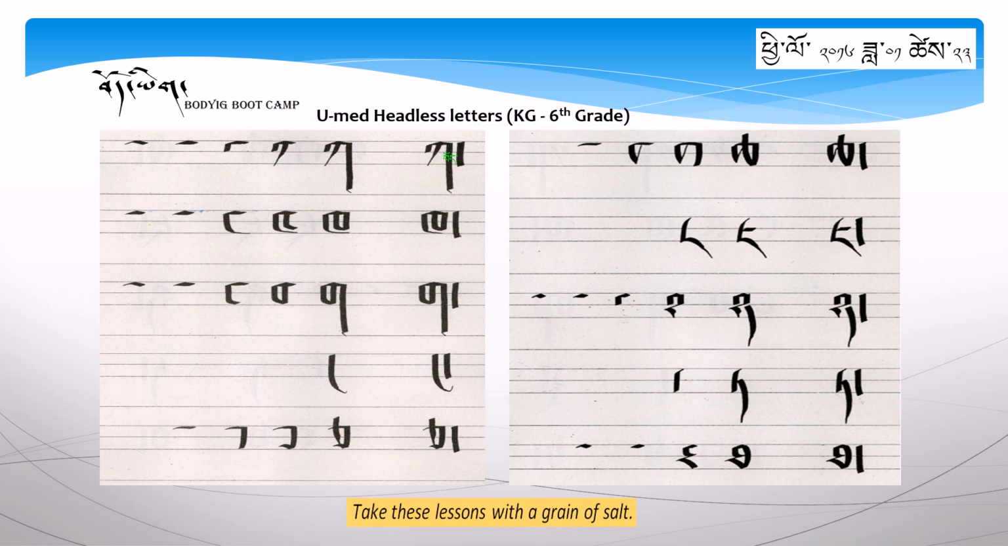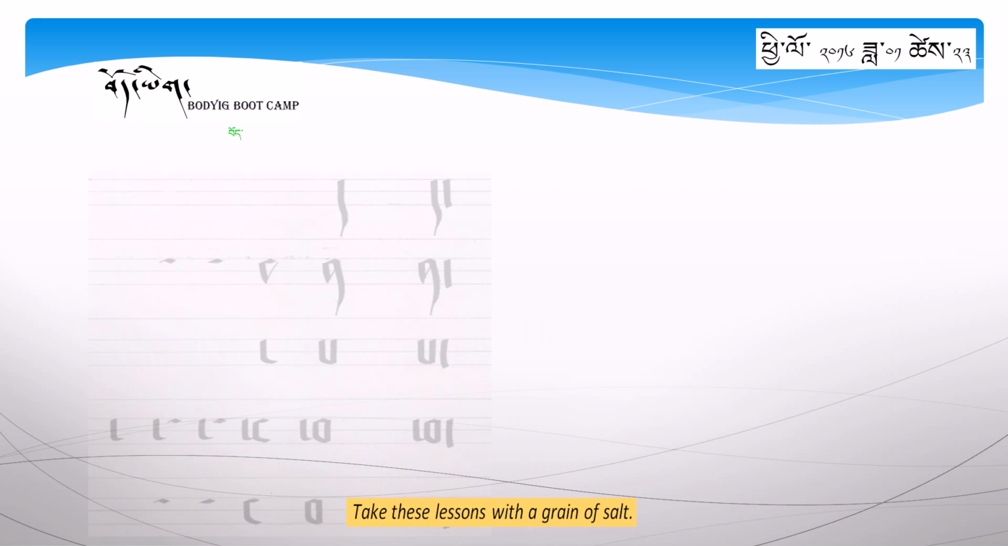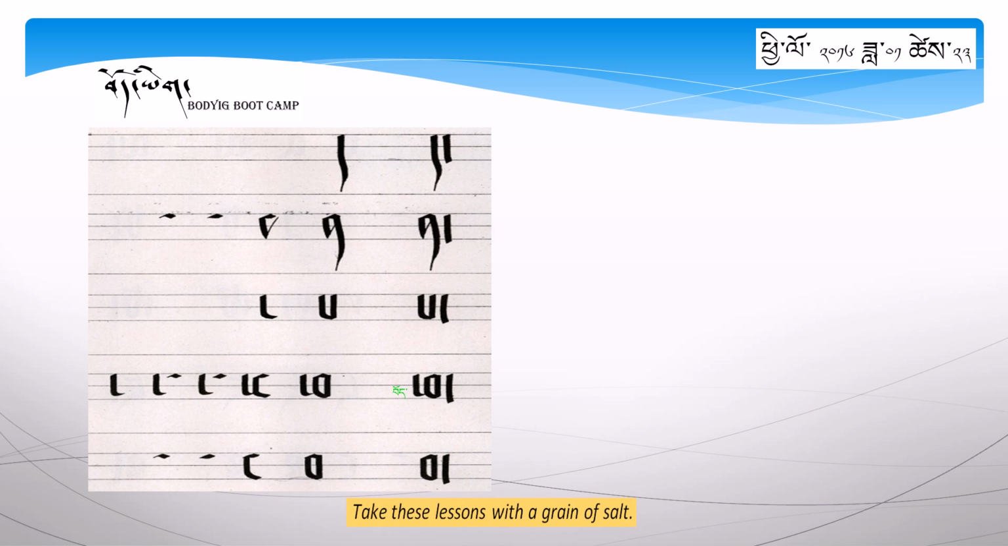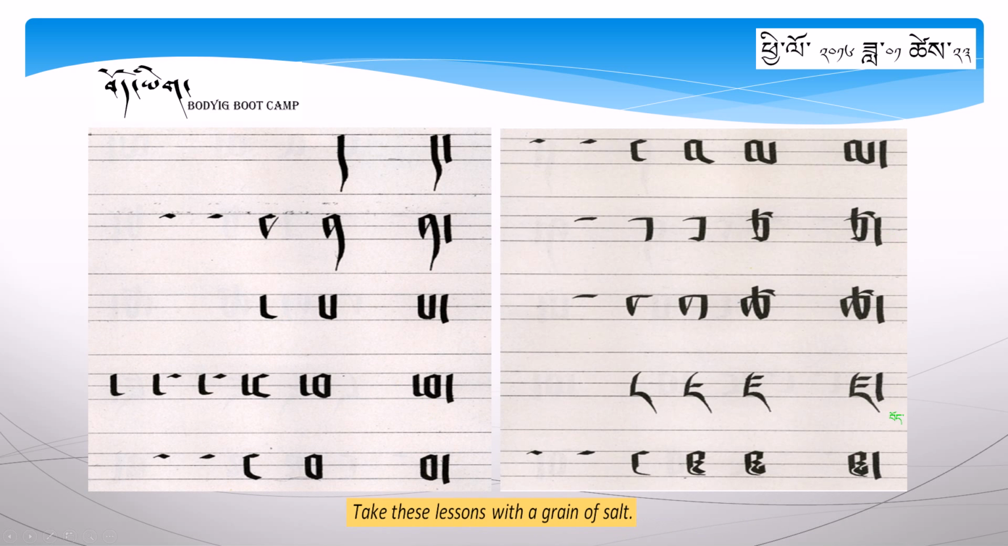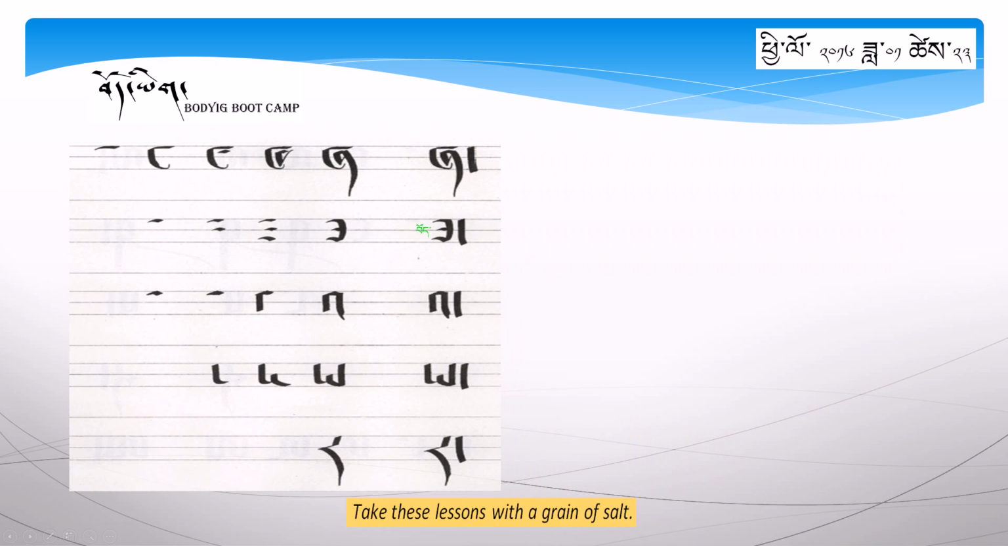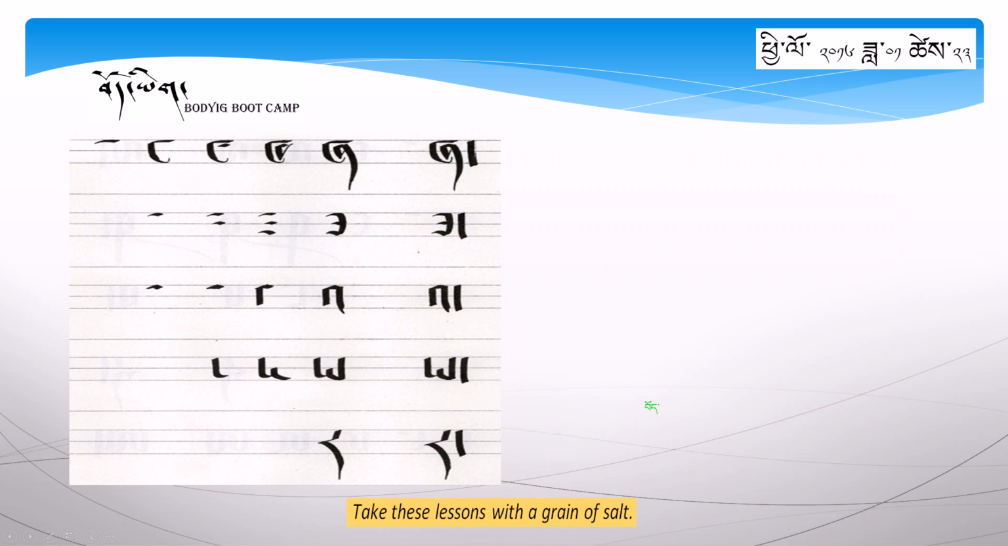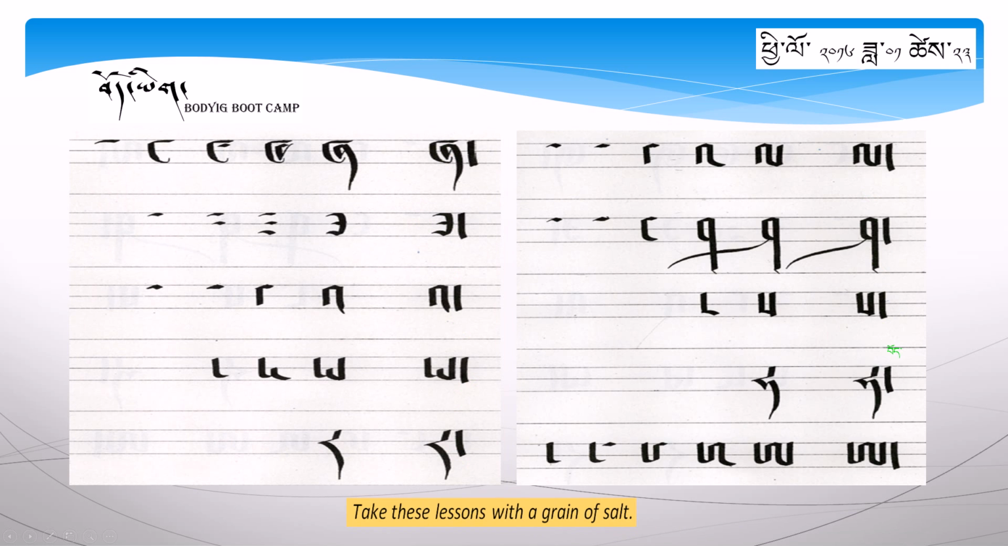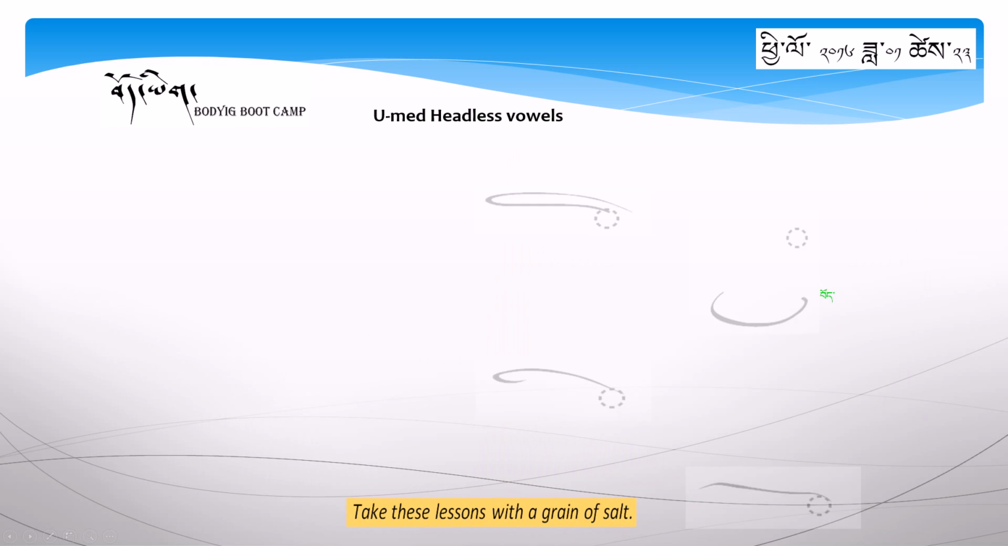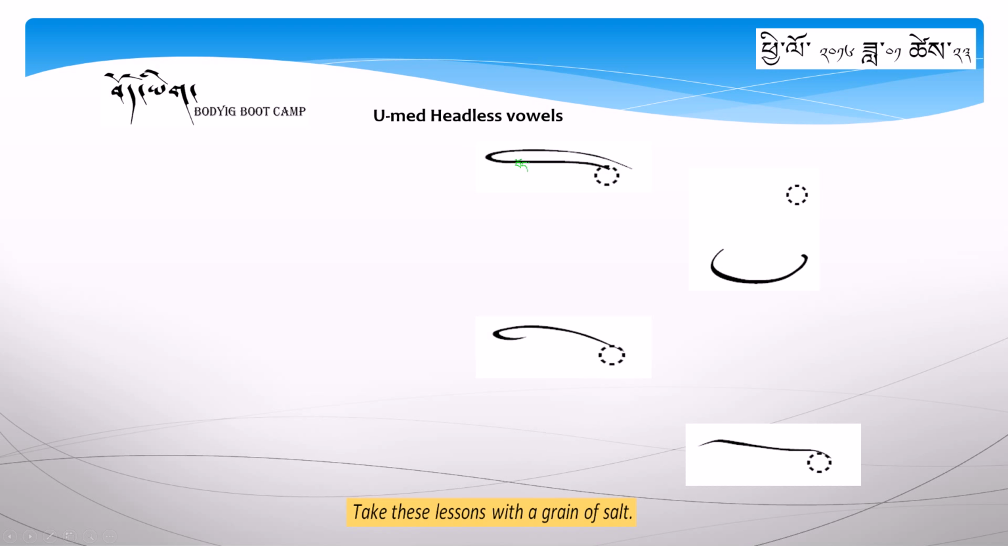So these are the ka, kha, ga, nga, ca, cha, ja, nya, ta, tha, da, na, from the headless letters, or the ume, and then pa, pha, ba, ma, tsa, tsha, dza, wa, and then zha, za, 'a, ya, ra, la, sha, sa, ha, a, right? And then these are the vowels. So this is i, u, e, o, right? Kigu, shabkyu, drengbu, naro, right?